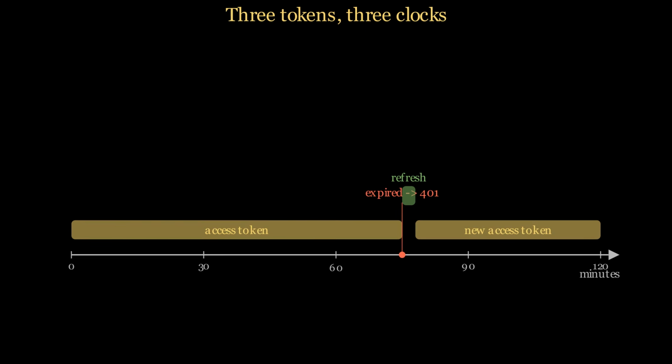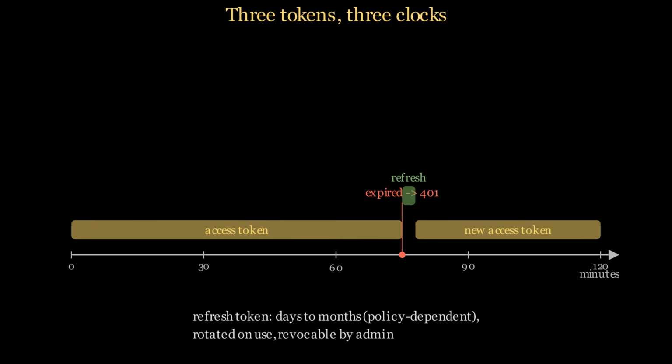Repeat for weeks. The refresh token is the long clock, days to months depending on policy. It rotates on every use, and an admin can revoke it, which is how you cut a stolen session loose.